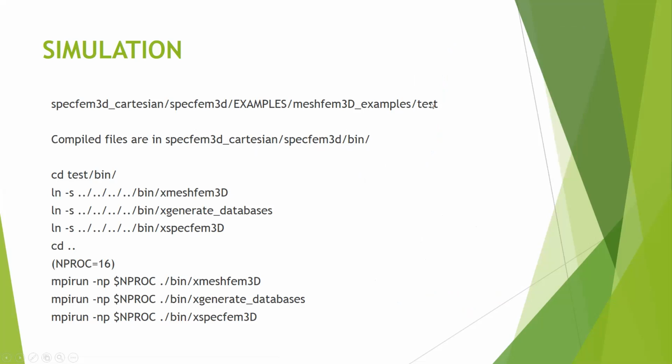And this is the folder of our examples. The compiled files are in the bin folder of the root directory. So first, you need to link all of the compiled files into this bin directory, and then simply use these 3 commands to generate your mesh, generate databases, and simulate waveforms. And you need to give how many MPI processors you want to use for this command.